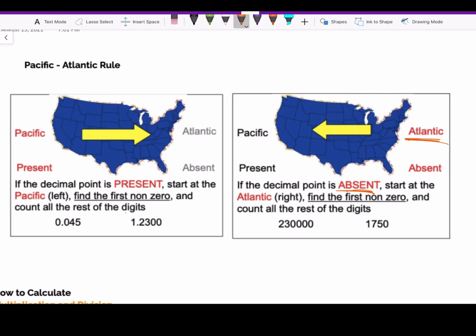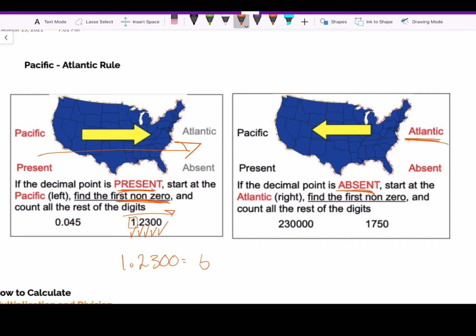Let's do another one. 1.2300. The decimal point is present, so we start on the Pacific side and work our way across. We're going to look for the first non-zero, going this way. 1, that's non-zero, so this is where we start our counting. So we go 1, 2, 3, 4, 5.